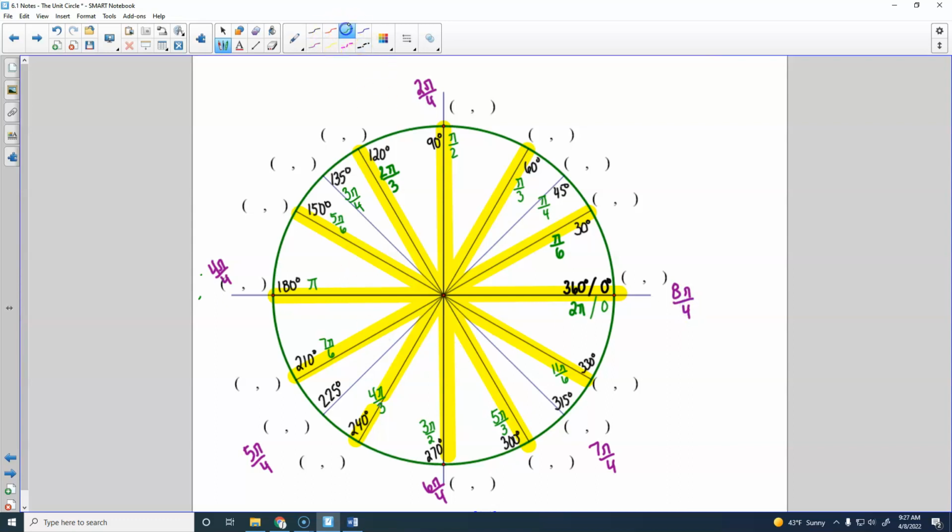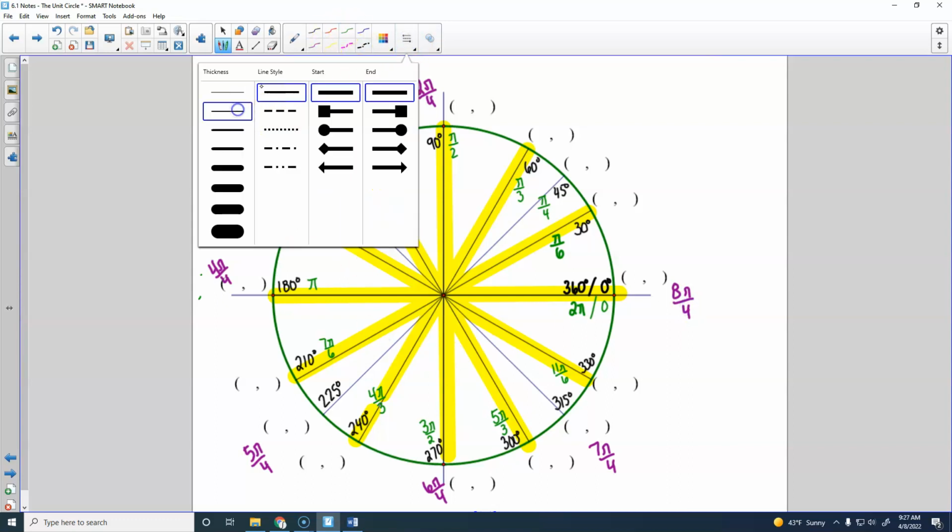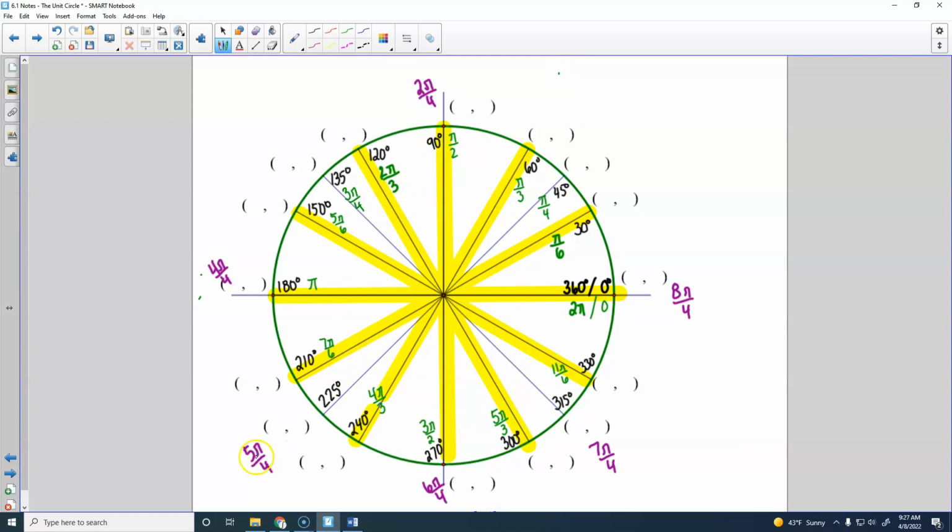So we'll go back with my green now. This one right here is 5 pi over 4, and this one right here would be 7 pi over 4. And if we check everything else, 2 pi over 4 reduces to pi over 2. 4 pi over 4 reduces to pi. 6 pi over 4 also reduces to 3 pi over 2. And then 8 pi over 4 is 2 pi. So that gets all of our unit circle values there.